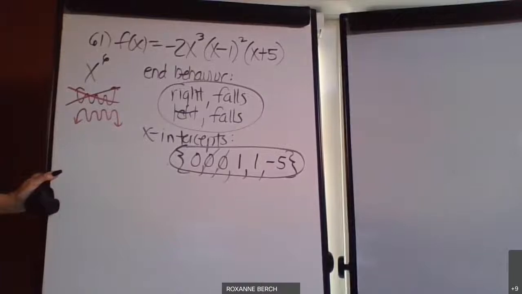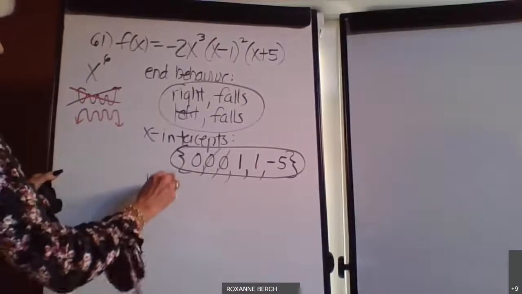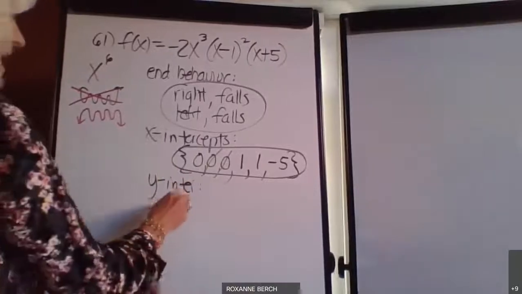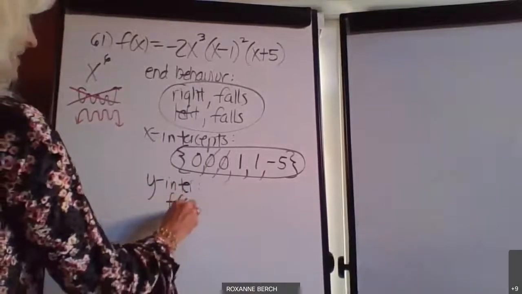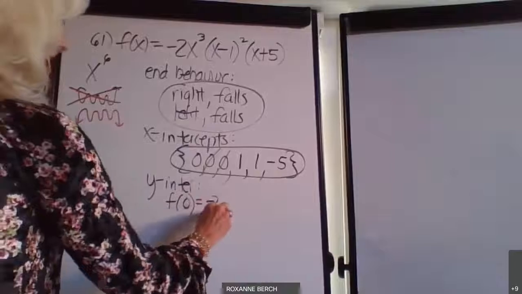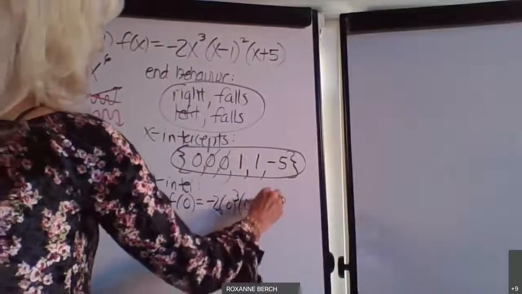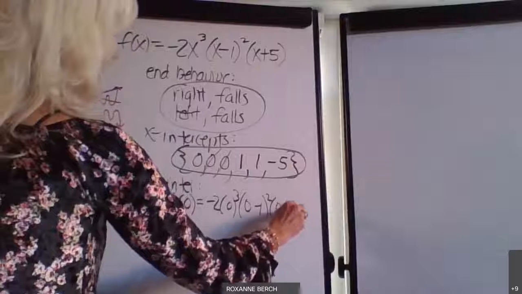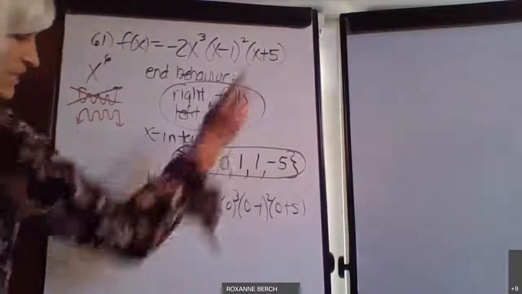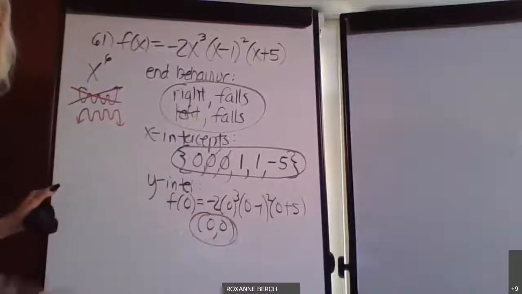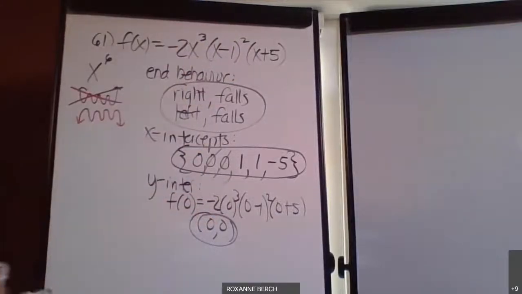All right. We can check the multiplicity in a minute, but let's find the y-intercept first. The y-intercept, we're going to set x equal to 0. So this would be negative 2 times 0 cubed times 0 minus 1 quantity squared times 0 plus 5. And isn't 0 times anything 0? Doesn't 0 zero out everything? Yes.